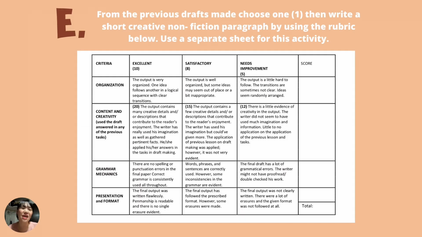Okay, next activity, letter E. From the previous drafts made, choose one. Then write a short creative non-fiction paragraph by using the rubric below. Use a separate sheet for this activity. Isn't it you made activities such as the brainstorming list, mind map, and outline. So you are just going to choose which one from those drafts that you have made, and then transform it into a short creative non-fiction paragraph. Okay, understood? I guess you already understood it.